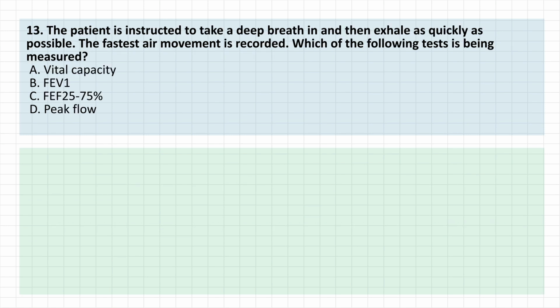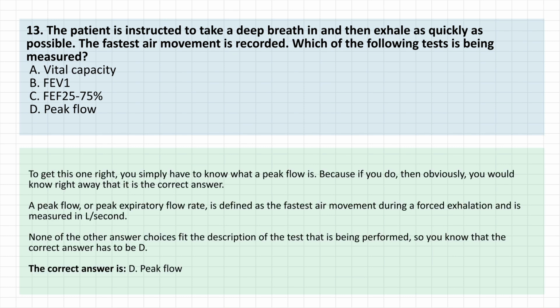13. The patient is instructed to take a deep breath in and then exhale as quickly as possible. The fastest air movement is recorded. Which of the following tests is being measured? A. Vital capacity. B. FEV1. C. MVV. D. Peak flow. The correct answer is D.